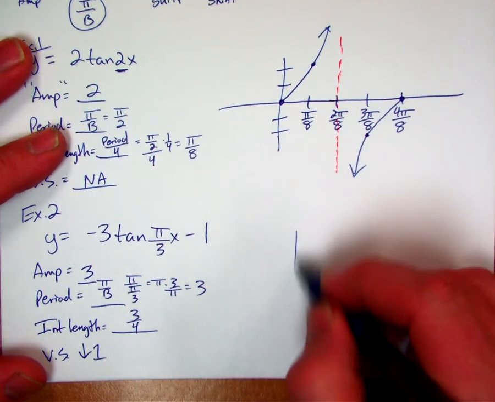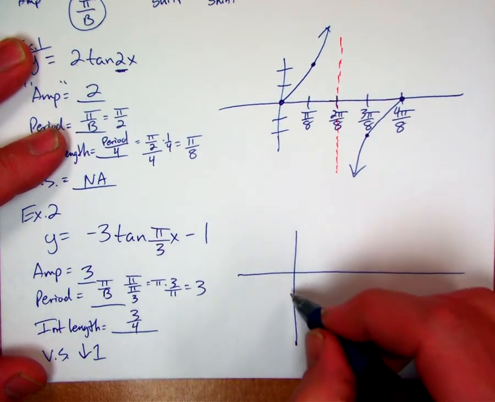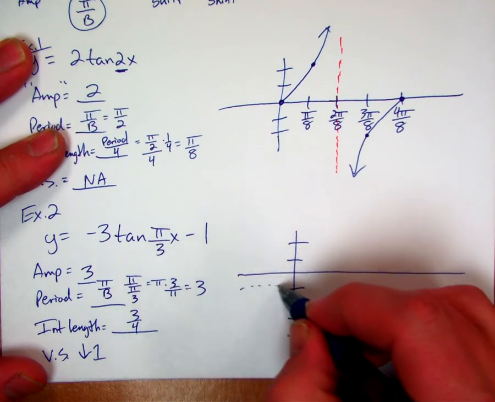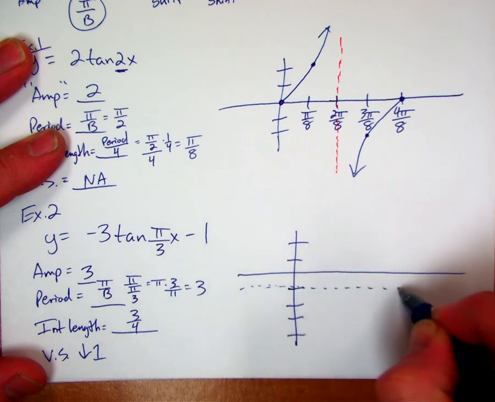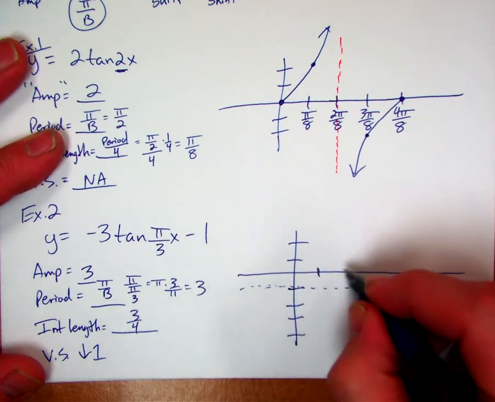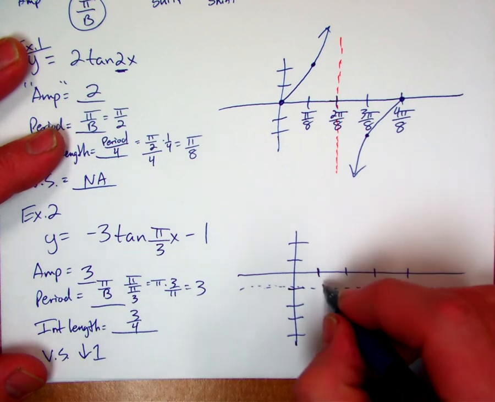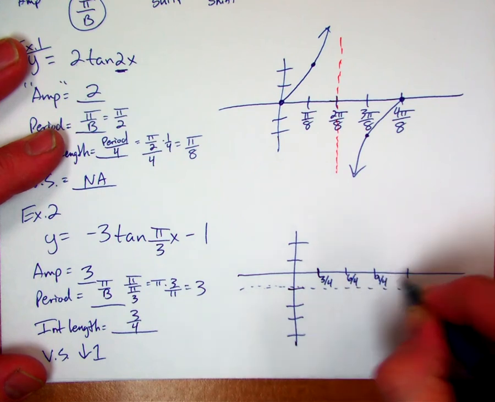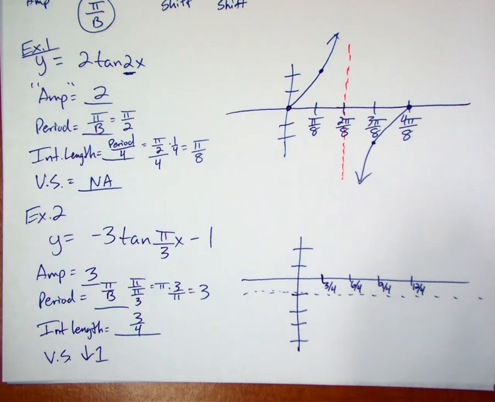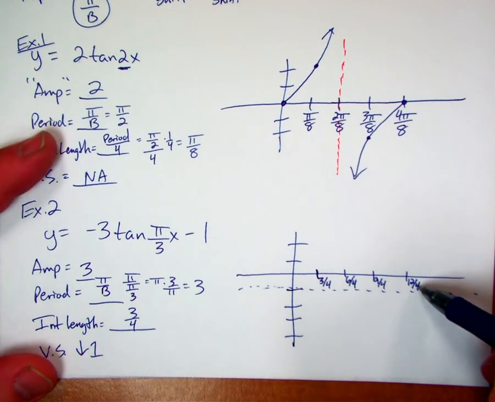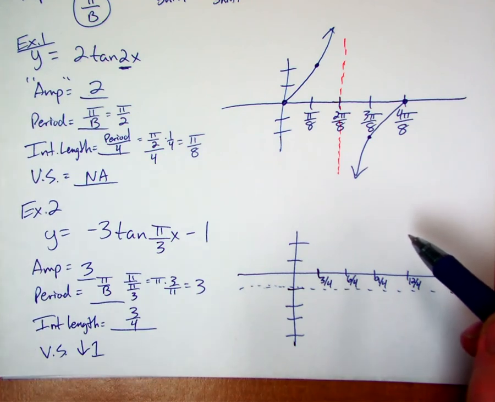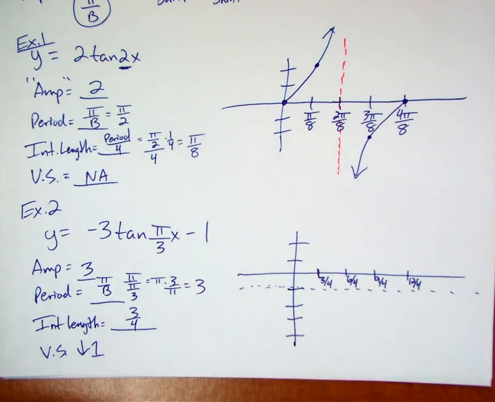So here we go. Give myself some room because everything got shifted down 1. That's kind of like my new x-axis. If I'm counting up by 3/4, this one right here would be 3/4. Add it again, 6/4, 9/4, and 12/4. What do you think 12/4 reduced to? 3. So again, we count by this, stop on that. We're doing a good job. Tangent has an undefined in the middle.